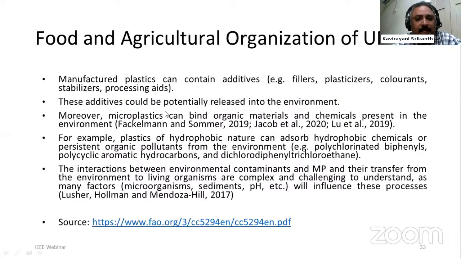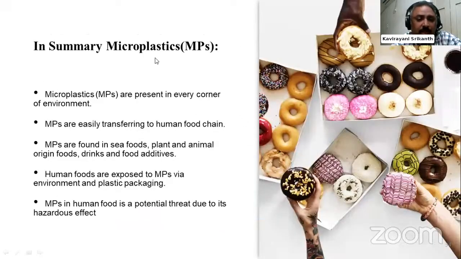And here when I talk about the Food and Agricultural Organization of the UN, they have actually given guidelines on how these microplastics are binding and creating new problems. And if you are talking about the summary, the problems with microplastics: they are present in every corner, and we are easily transferring them to the human food chain, and we have them in seafoods, plant and animal origin food, drink and food additives, and we have to see it as a potential threat.